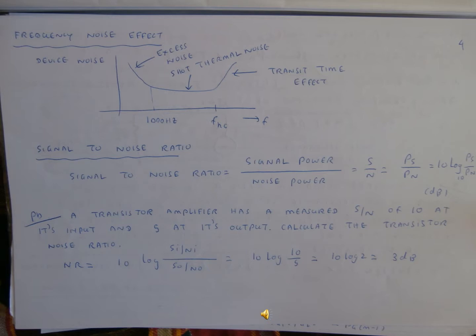In a transistor amplifier, the input signal to noise ratio is 10 and the output signal to noise ratio is 5. Noise figure is 10 log of (SI/NI) divided by (SO/NO), so 10 log of 10 by 5, which is 10 log 2, so about 3 dB.